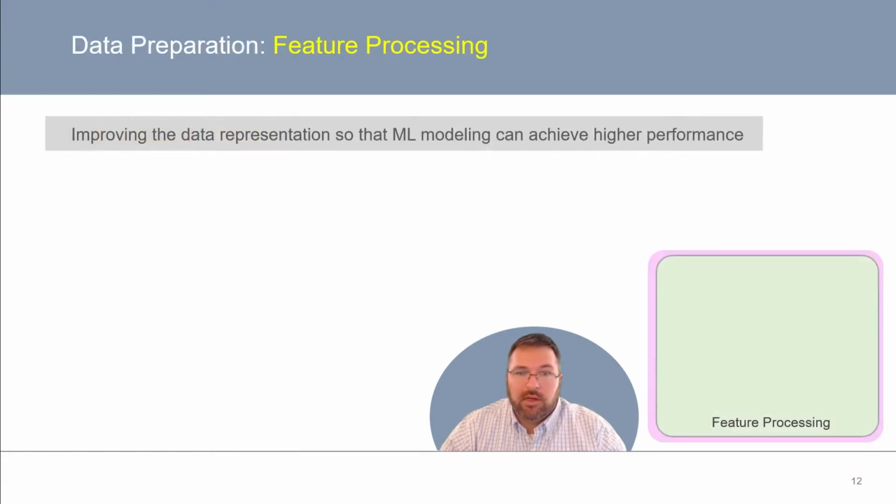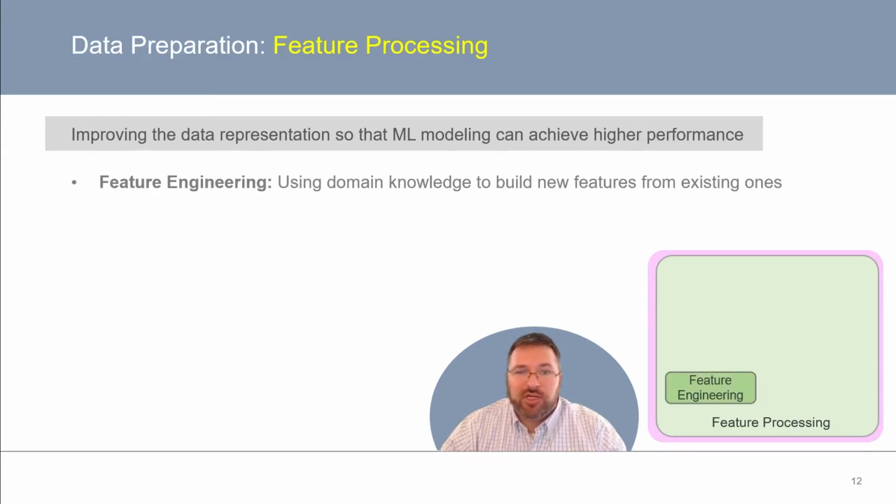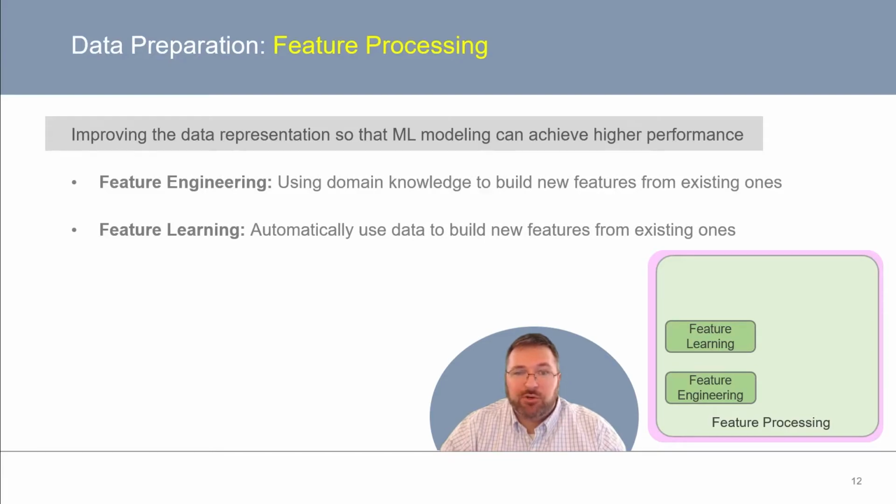Alright, so now we're moving on to the last part of our discussion of data preparation, and that's feature processing. As part of data preparation, feature processing is all about improving the data representation so that machine learning modeling can achieve higher performance during training. I'll quickly review the elements of feature processing that we'll cover, and then go into further detail on each in subsequent slides. So first off, there's feature engineering, which has already been mentioned a few times in this video series. Feature engineering uses knowledge about the dataset problem domain to build new features from existing ones. Second, there's feature learning. This element is an automatic analog to feature engineering, where we can apply various methods to automatically build new features from existing ones.